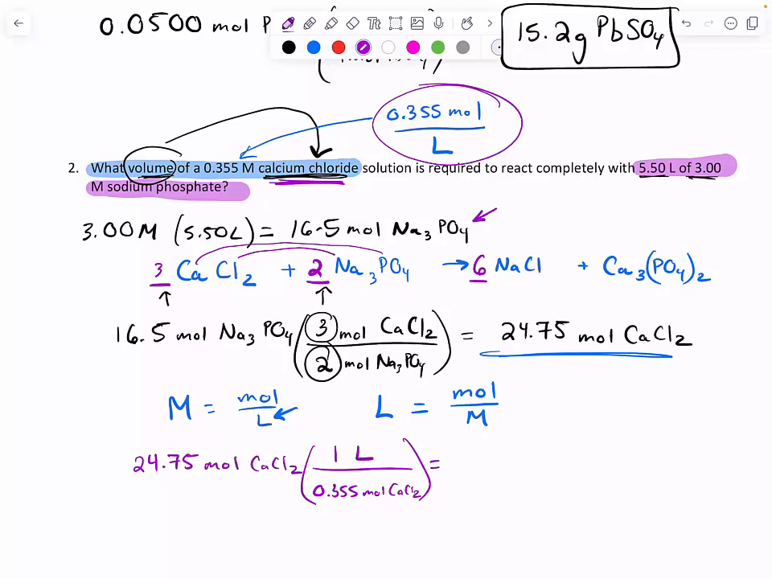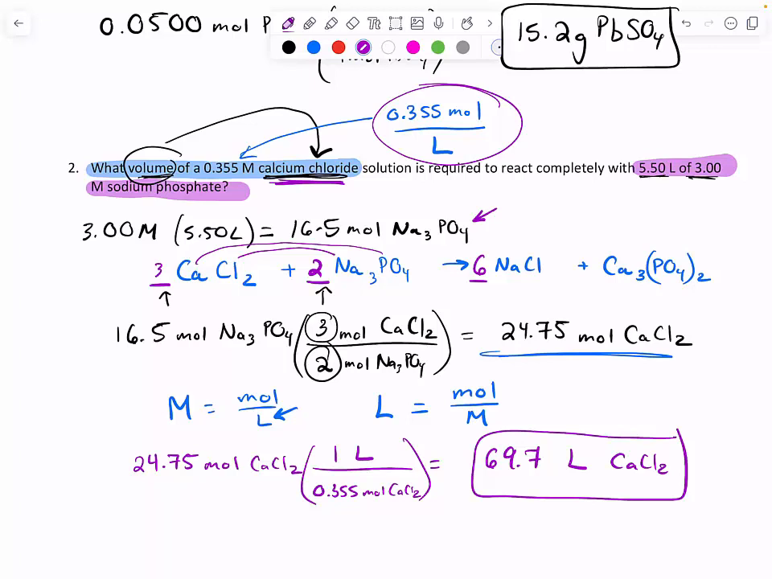Multiply these together, and I end up with 69.7, where I fix my sig figs, liters of calcium chloride, which is a ridiculously large number, but it is correct. So what do we do here? We balance the chemical equation. Anytime we have molarity and volumes, we multiply them together. We use the balanced chemical equation to convert from one species to another, and then we look back at our answer and say, what do we need to do with it?